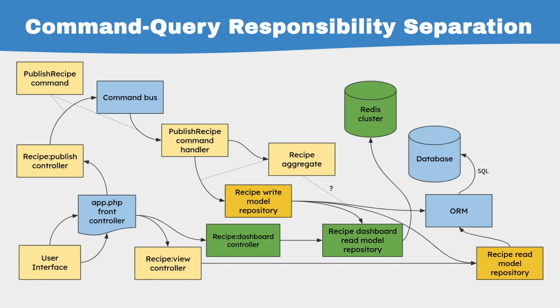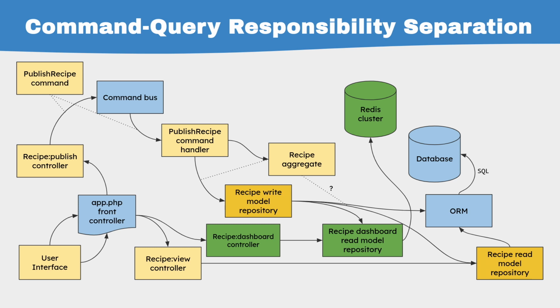Well, suppose we want to have a dashboard. We can add a separate dashboard controller, which just talks to a recipe dashboard read model repository. Here we make a specialized read model repository for a dashboard. We can use a different data store for that. We can use a Redis cluster. We can use files on disk. We can pre-generate reports, anything we would like to support the dashboard use case. And we can just make these specialized models for all different views and cross-cutting sections we have in our application.